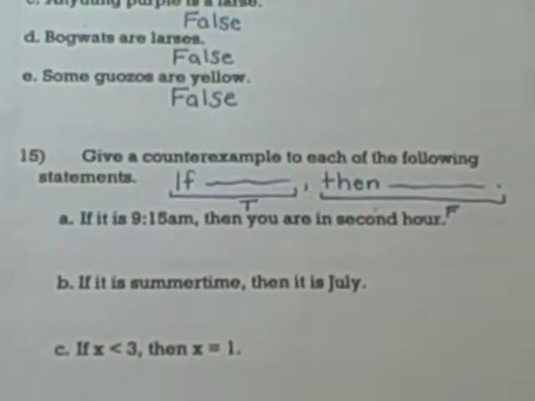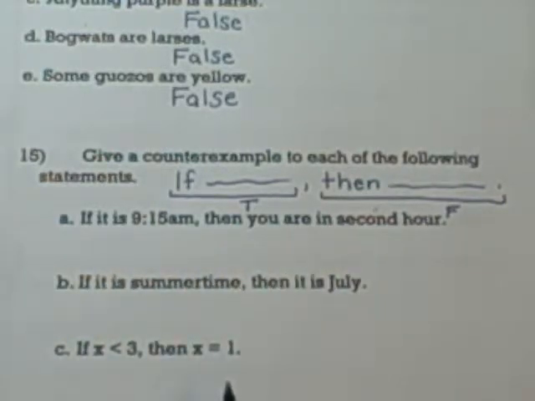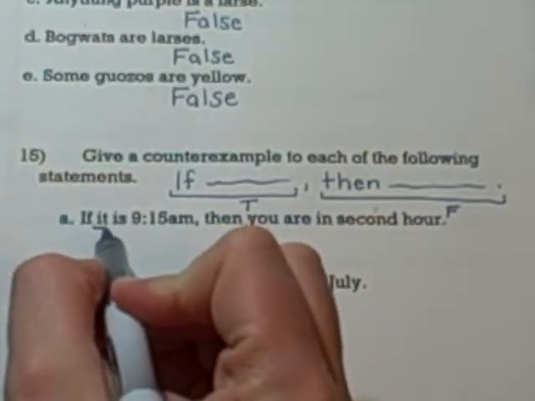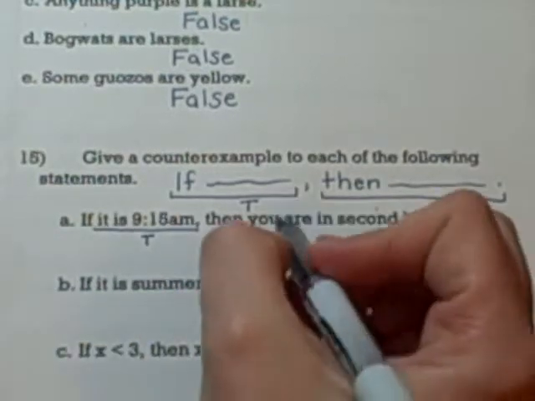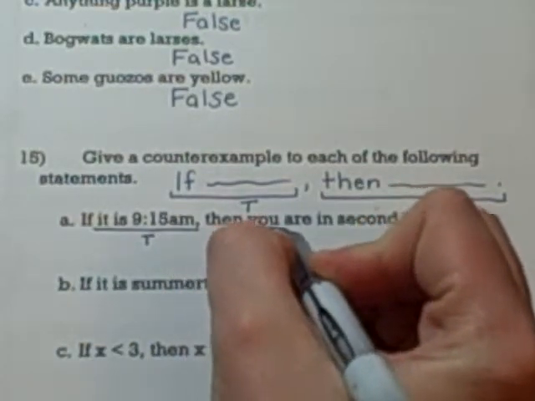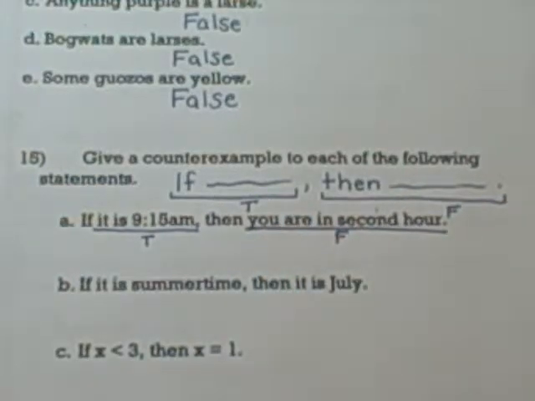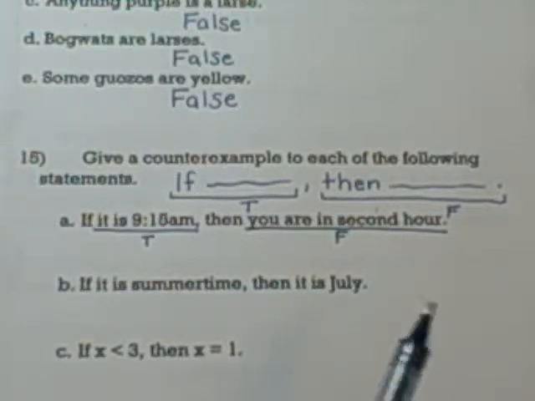Let me show you what I'm talking about here. The first statement is, if it is 9:15 a.m., then you are in second hour. So we need to think about a way that it could be 9:15 a.m. We want this to be true, but that we would not be in second hour. We want this part to be false. So a situation where it would be 9:15 a.m., but you would not be in second hour. And you just need one situation where that would be true.